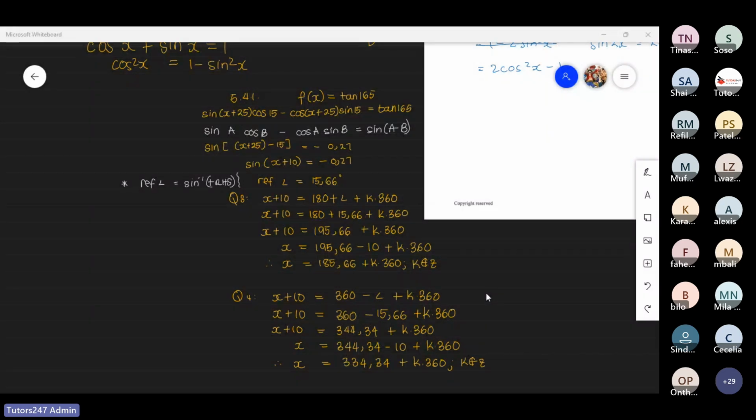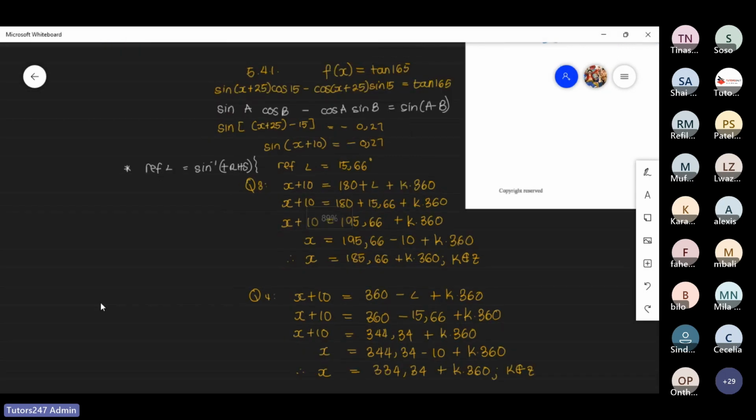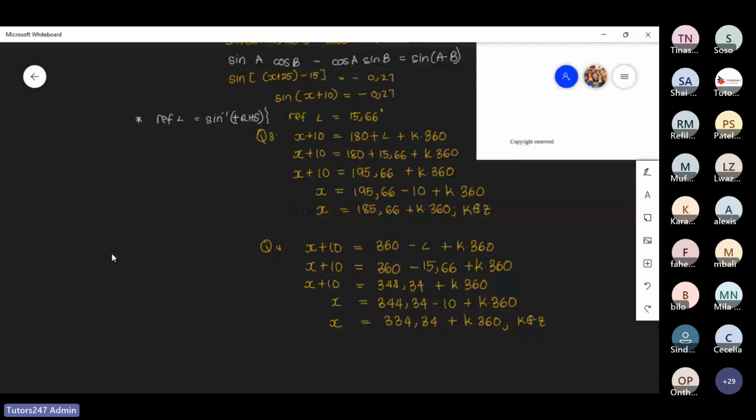Can you please re-explain the reduction formula? Okay, so the reduction formula part, all you need to do is just put in the reduction formula for that specific quadrant. The reduction formula comes from your CAST diagram.